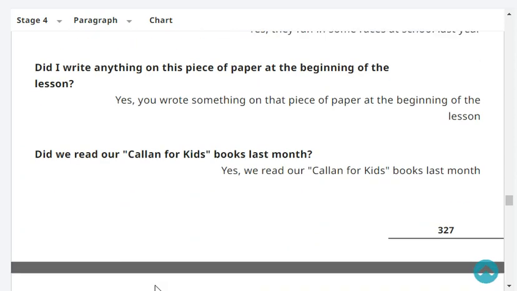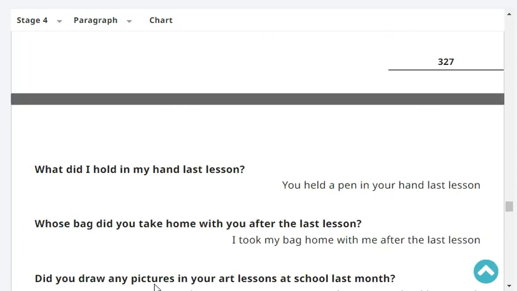Did we read our Callan for Kids book last month? Yes, we read. Well, I'm sorry, past tense. Yes, we read our Callan for Kids book last month. Very good.